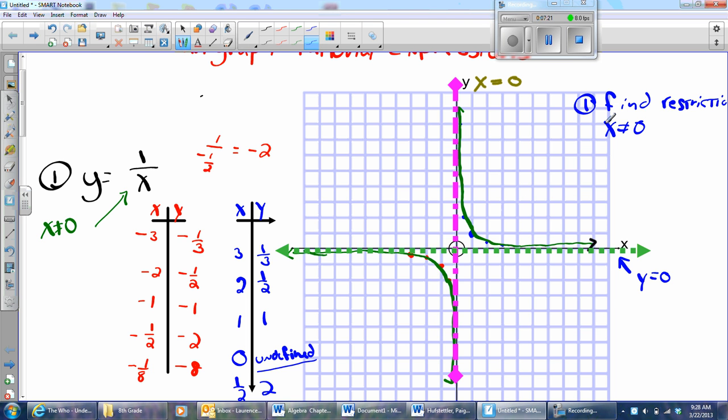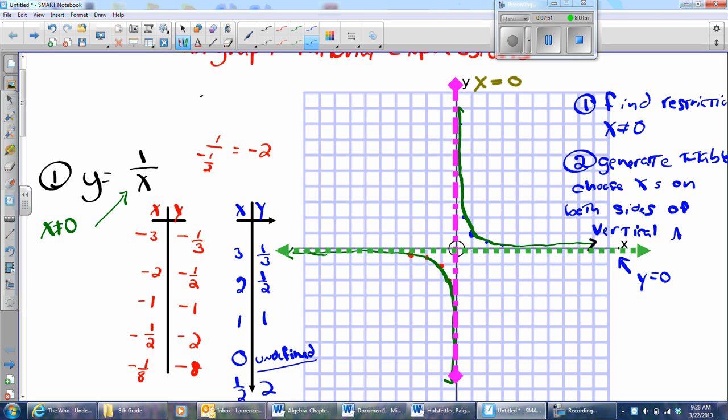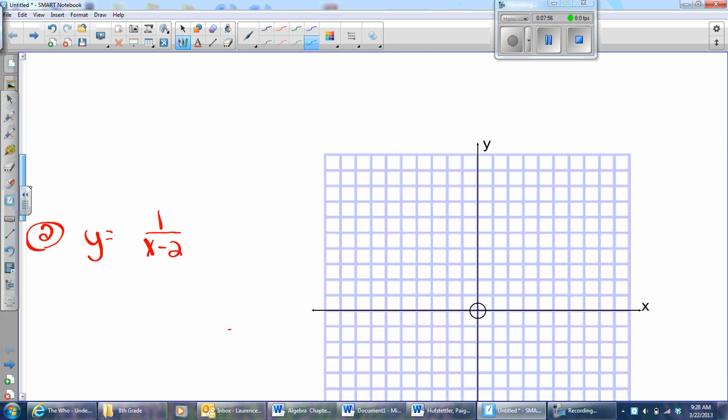Okay. And then I'm going to generate a t-table. I actually have to do more points, more x values than I'm used to doing, so I can get the shape of the curve. And I'm going to choose x's on both sides of the vertical asymptote. Okay, so let's look at 2 more examples, and then we're going to do 1 more restriction.